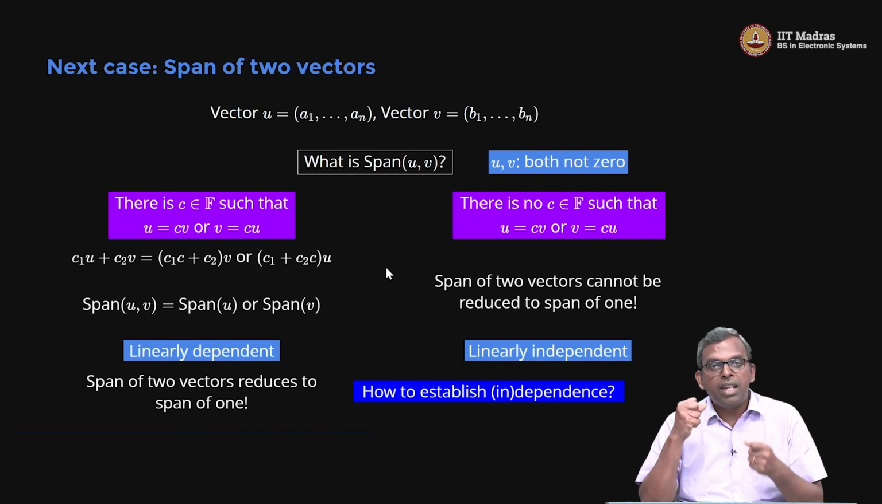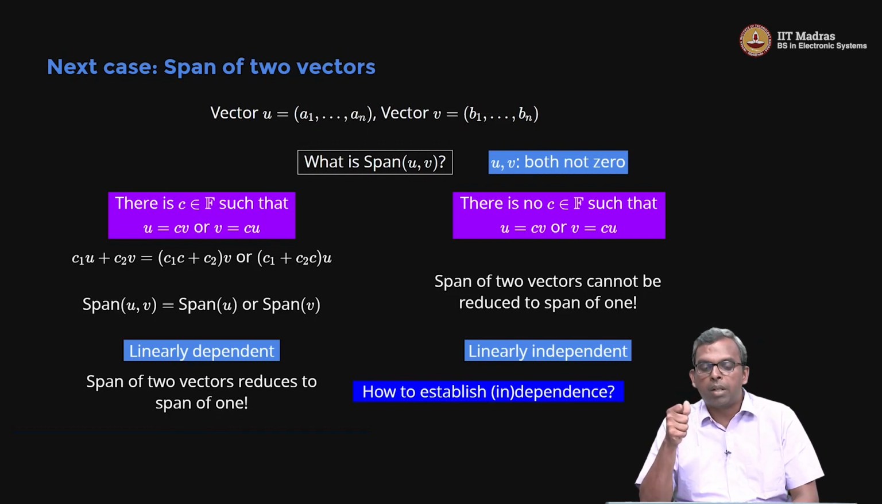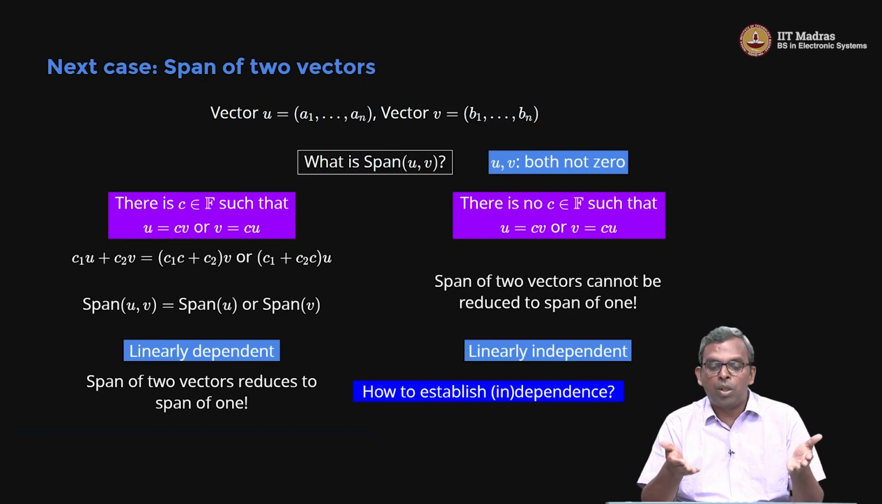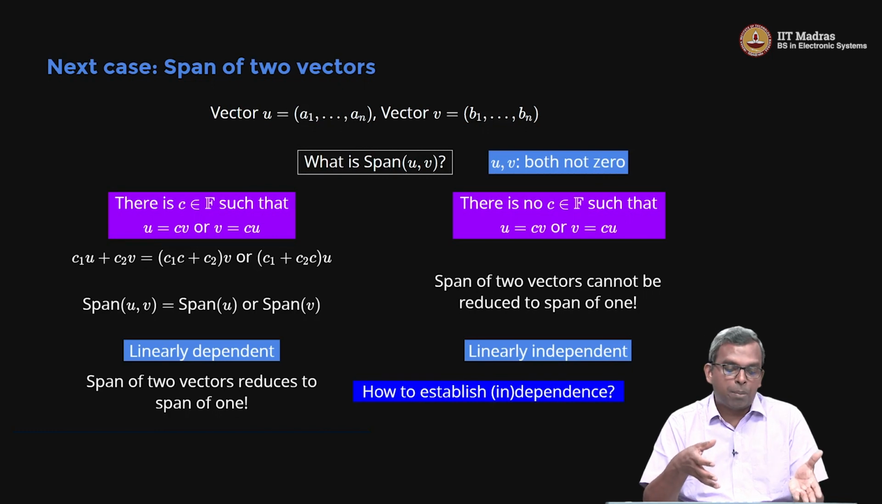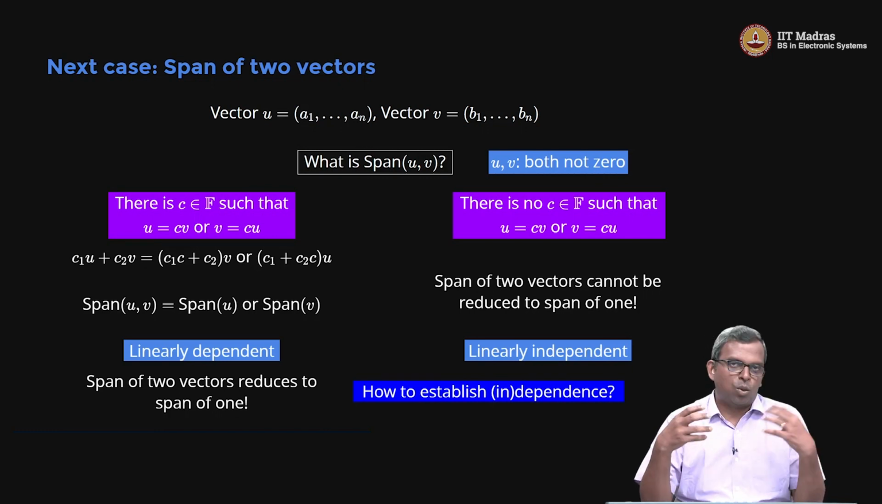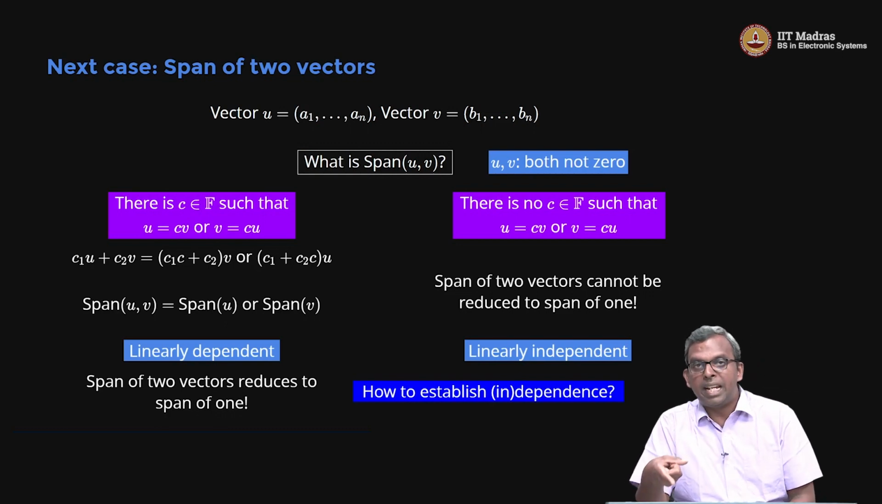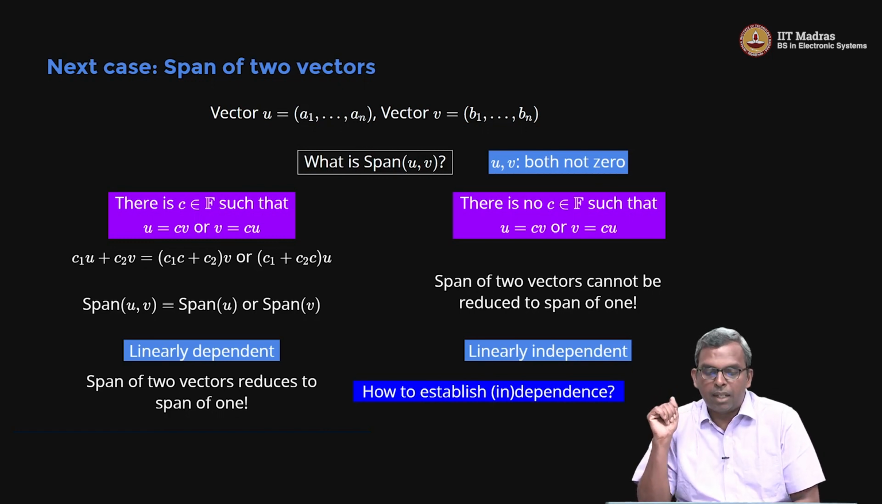Okay, so if you have any hope of solving the span membership problem, if I give you a w and you want to find out whether a combination of u and v will give you w, you should be able to determine whether u and v are linearly dependent or independent. If you can't, then you can't really solve the problem. If they are linearly dependent, the problem is very easy, it's a span of just one vector and you can do the membership easily. If they are linearly independent, on the other hand, the situation becomes slightly more complicated to determine span membership. So how to establish this independence is an important question. Let's see how to do that next.